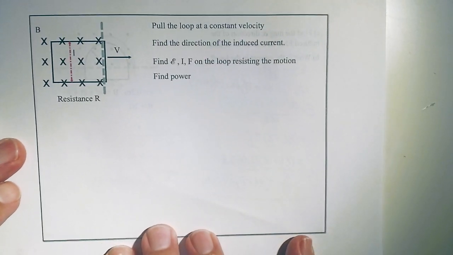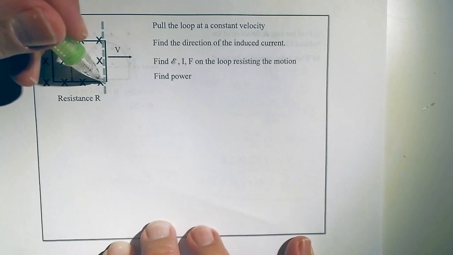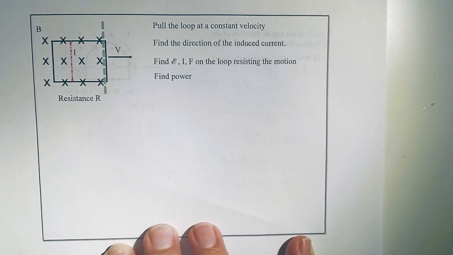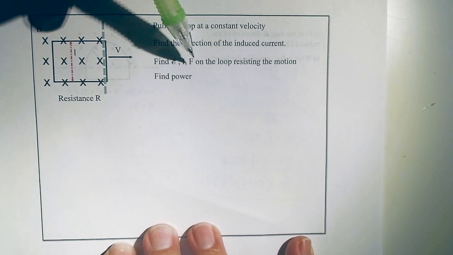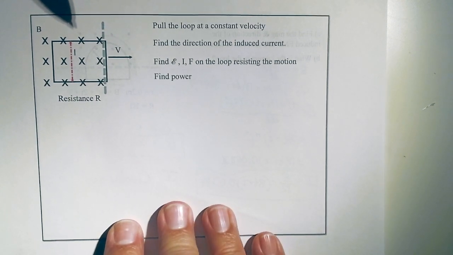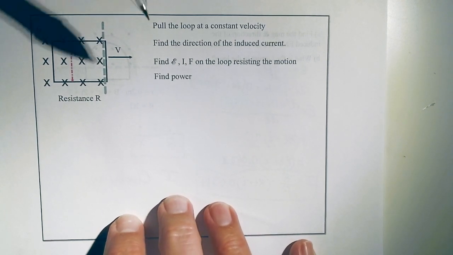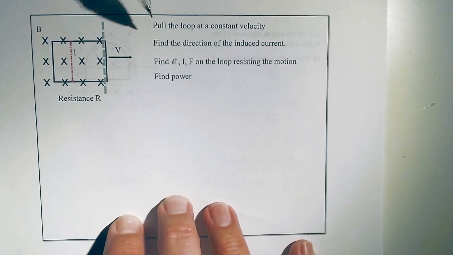Okay, we pull the loop at a constant velocity. So we've got the square loop. We pull it at a constant velocity. Find the direction of the induced current and find EMF, I, and the force on the loop resisting the motion. And it will resist the motion. Why? Because think of conservation of energy.